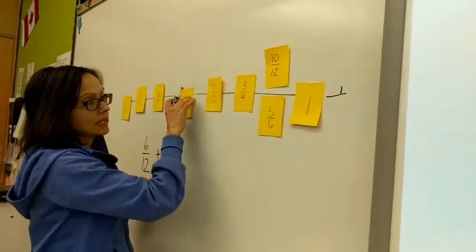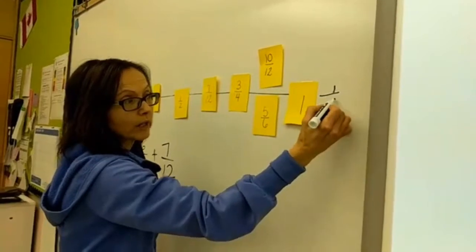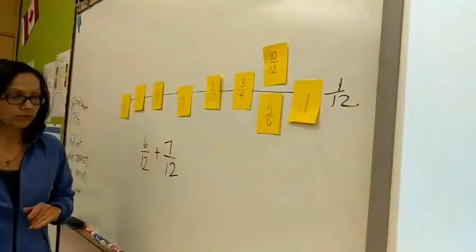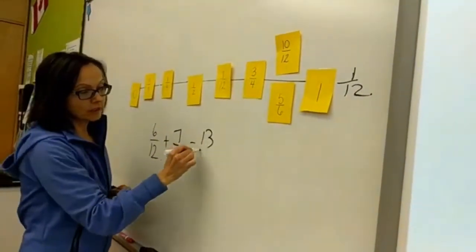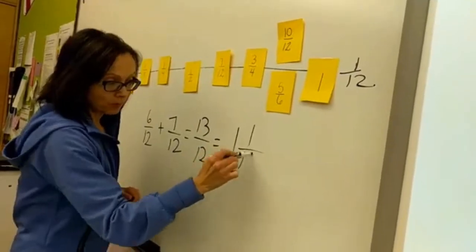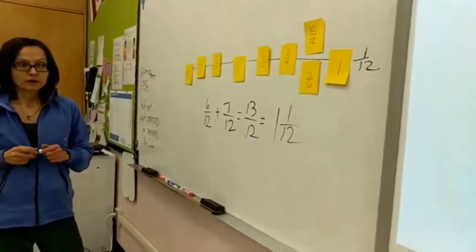If I need 6 more and then the 7th, right? This is actually 1, and then I have another 1/12, because this is 13 12ths, but that's actually 1 whole and 1 more 1/12. We break it apart.